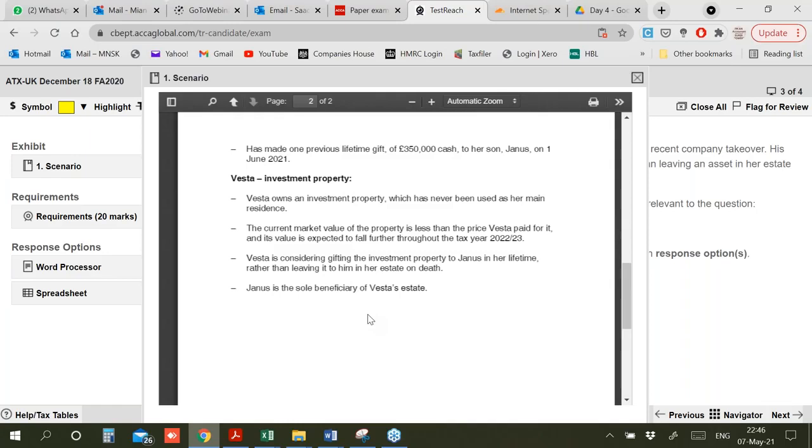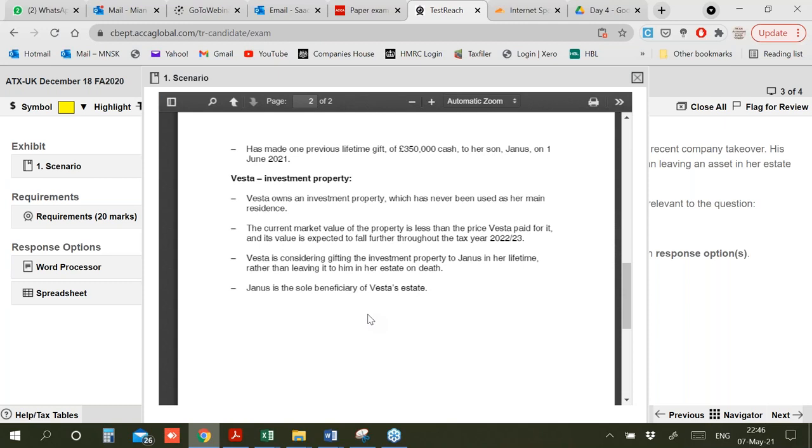Because it is an investment property, it is not an asset that can qualify for gift relief, because gift relief can only apply to assets that one is using actively in their trade, and the donee will also be using it in their trade as well. So it cannot qualify for gift relief.